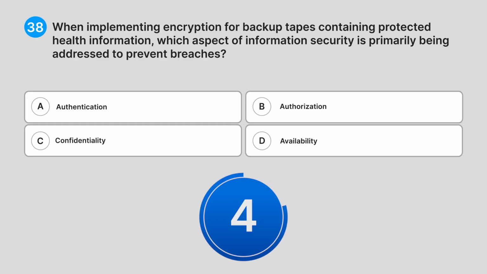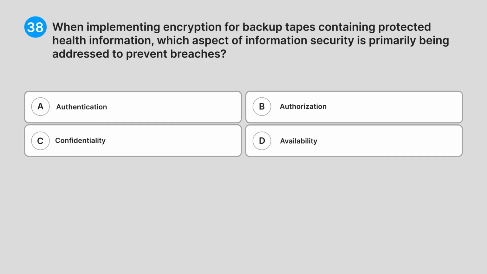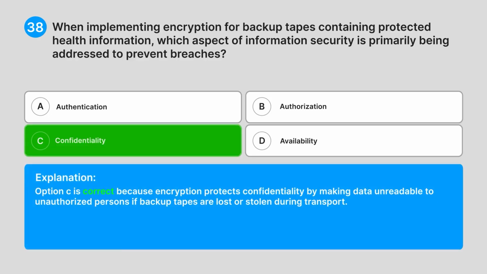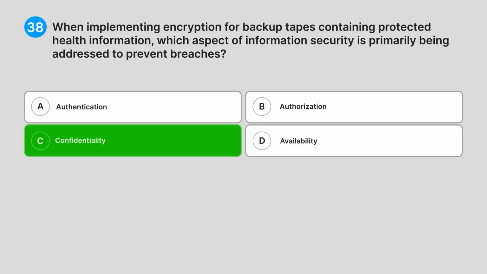Do you know the answer? Correct answer, C. Confidentiality. Explanation. Option C is correct because encryption protects confidentiality by making data unreadable to unauthorized persons if backup tapes are lost or stolen during transport.